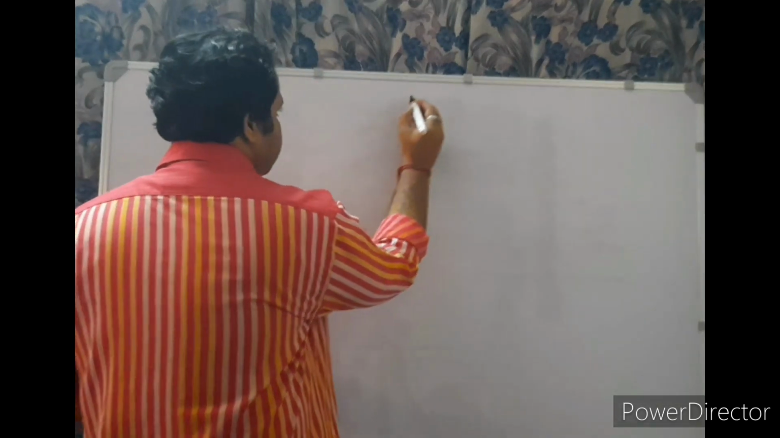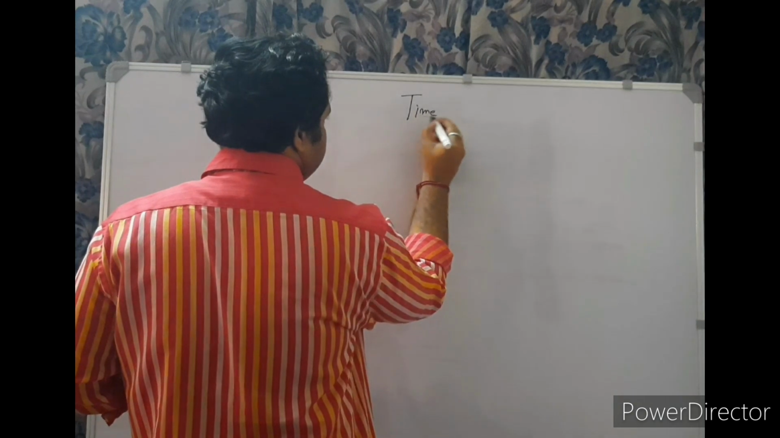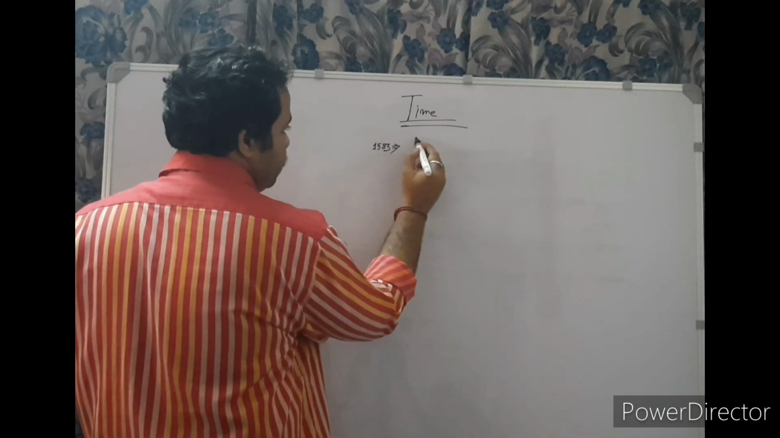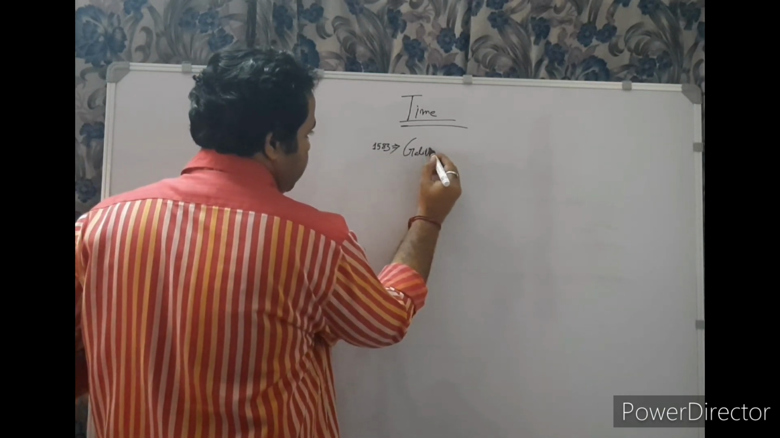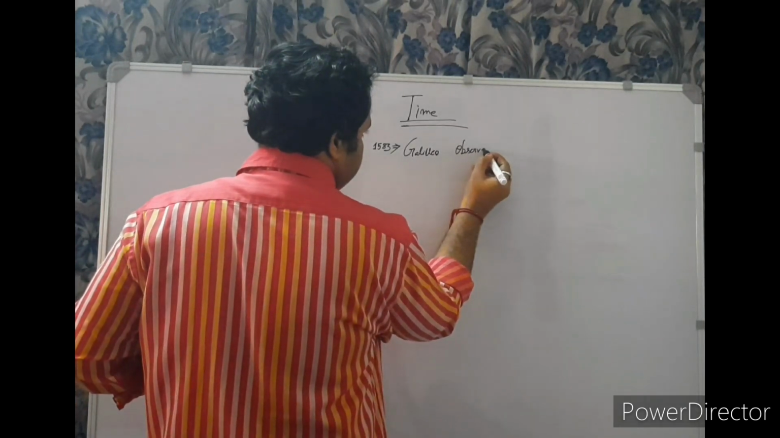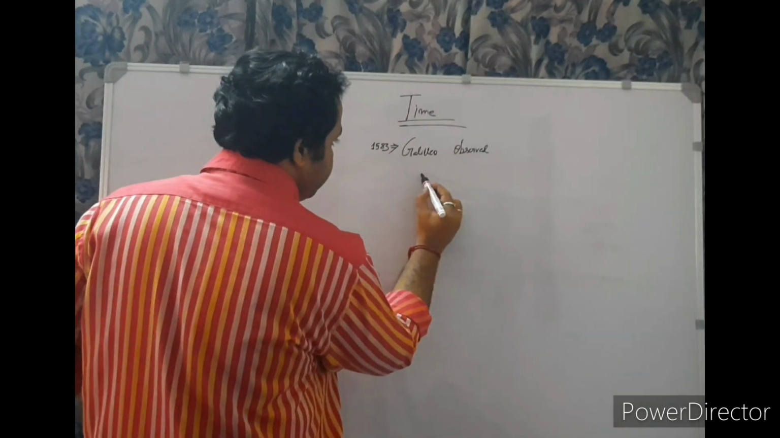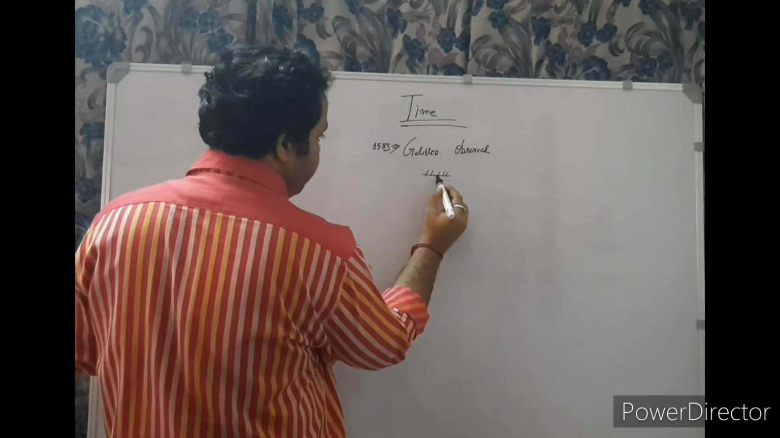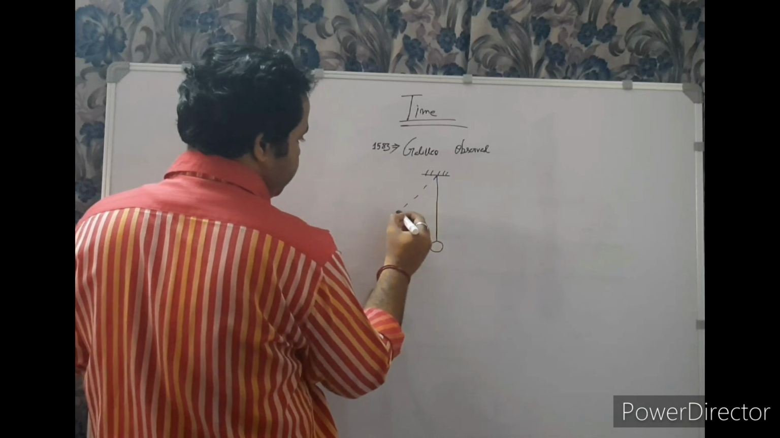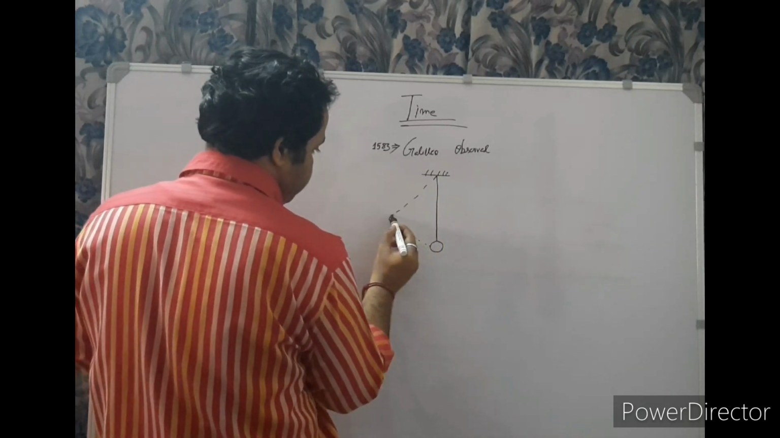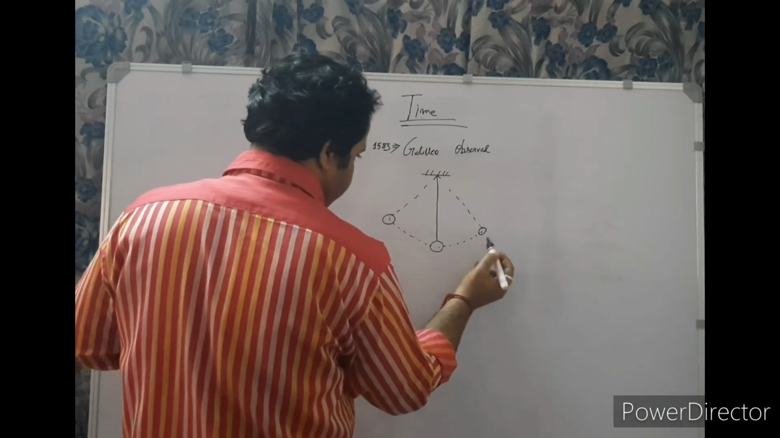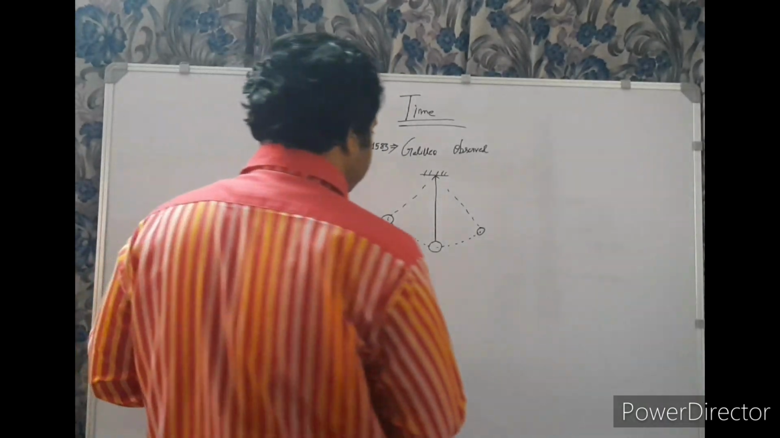So in 1583 Galileo observed that a particular pendulum having a constant length always has a constant oscillation.